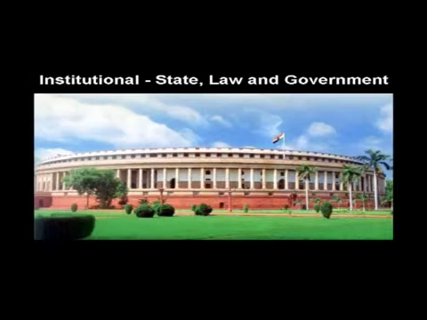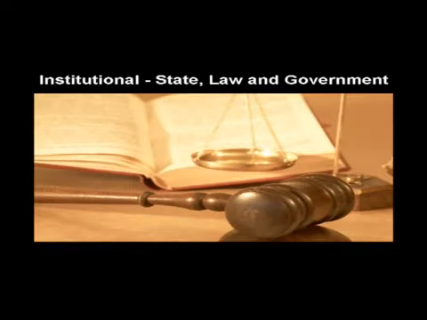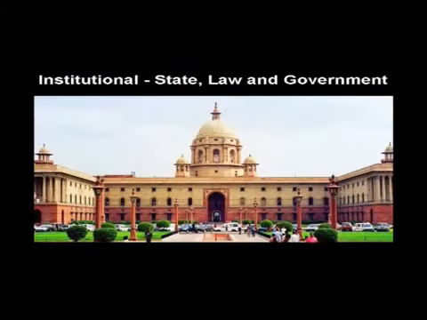What are the means of social control? Society adopts certain means or methods to control its members. The means of social control may be grouped into 2 categories. They are as follows. The first one is institutional and the second one is non-institutional. First, I will explain to you the institutional means of social control. The institutional means of social control are political institutions like state, law and government.